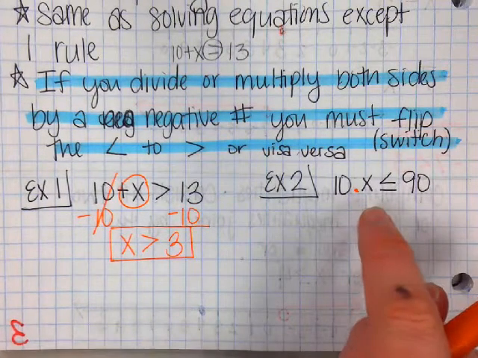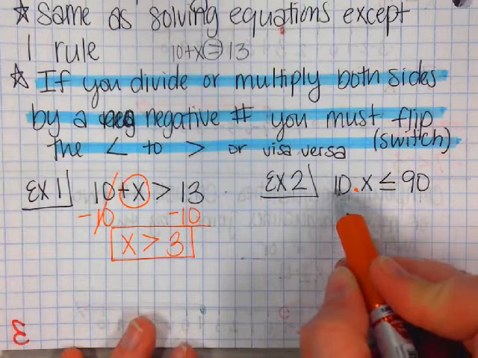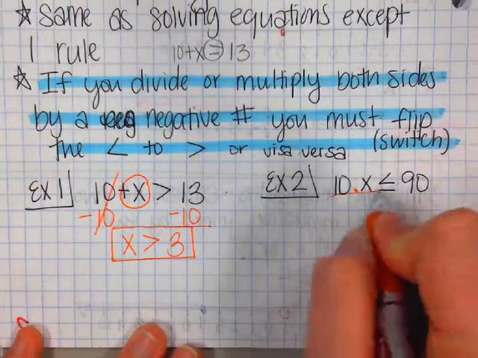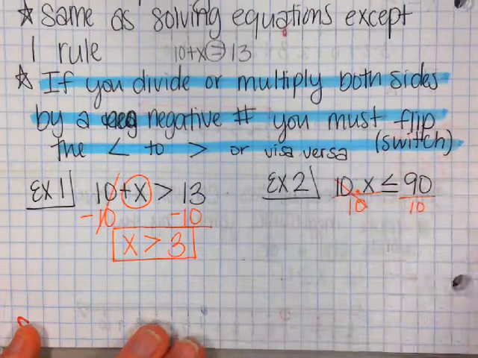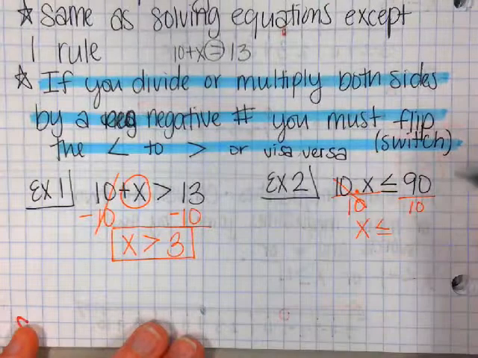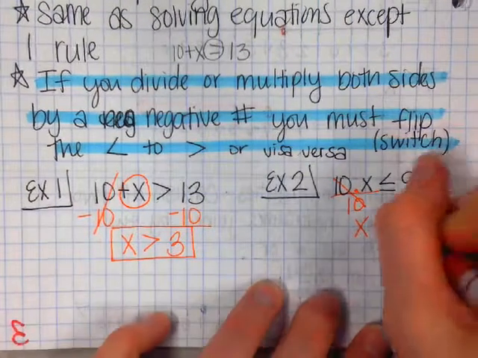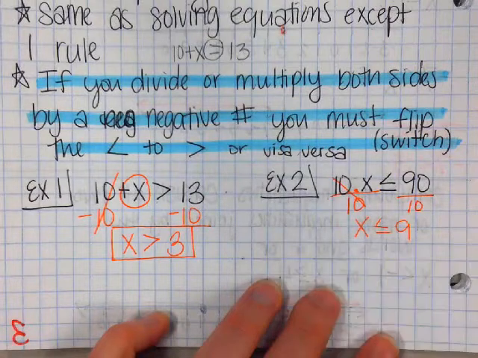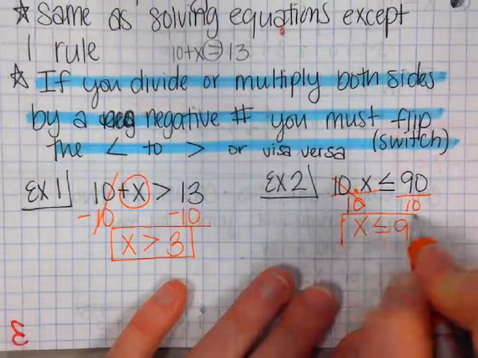If I want to know what just x is, I need to do the inverse operation. So the inverse of multiplying by 10 is to divide by 10 and divide by 10. So x is less than or equal to 90 divided by 10, which is 9. So x is less than or equal to 9. It can be any number less than or equal to 9.